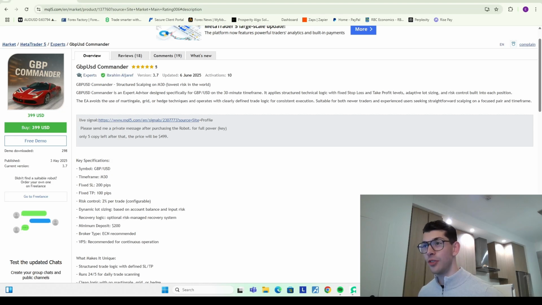Today, we're going to be looking at the GbpUsd commander. And this bot seems really interesting because the developer is claiming that it is the lowest risk expert advisor in the world, which is a pretty big claim, but it appears from first glance to have a real strategy, so very excited to dive in.